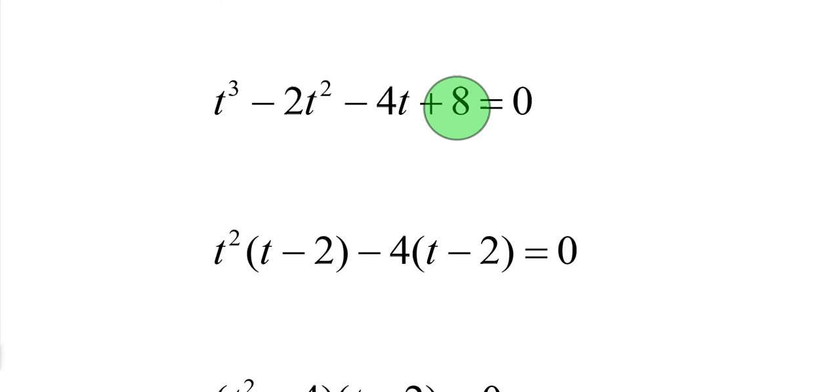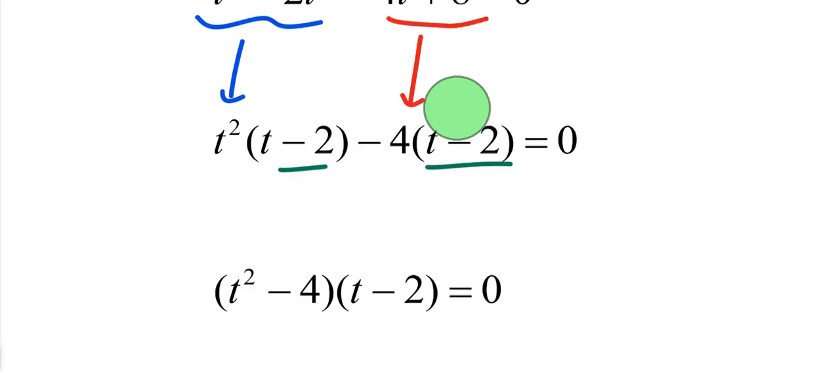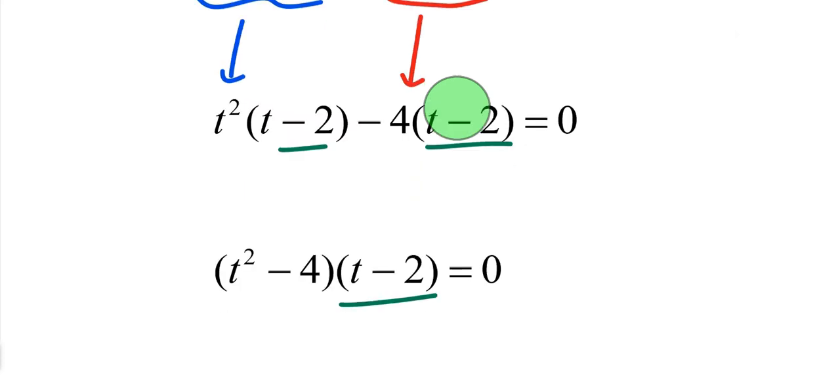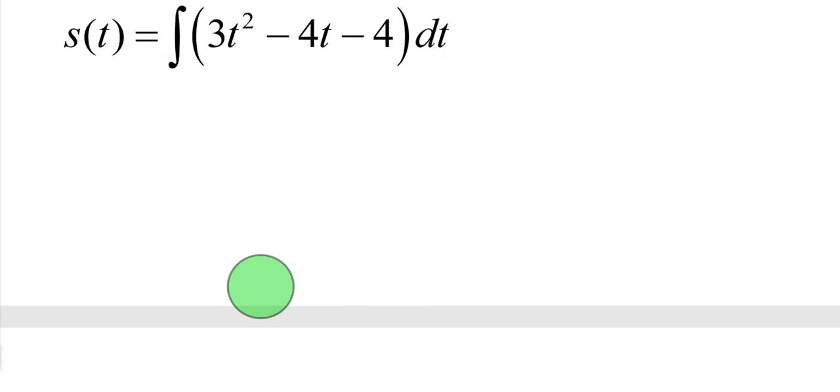So we're going to factor this. Pull a GCF out of the first two, which is t squared. Pull a GCF out of the next two, which is negative 4. You're left with the same factor of t minus 2. And then your leftover is t squared minus 4. And then, of course, t squared minus 4 factors again, right? To t plus 2, t minus 2, because it's a difference of squares.